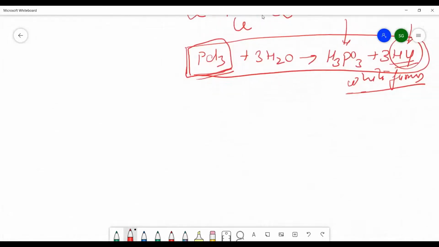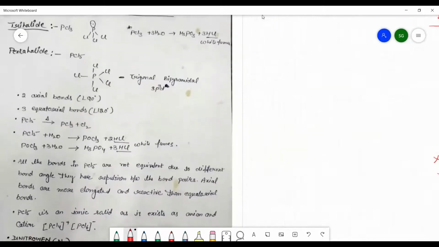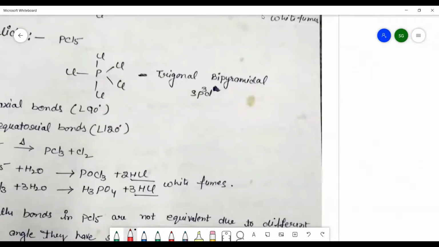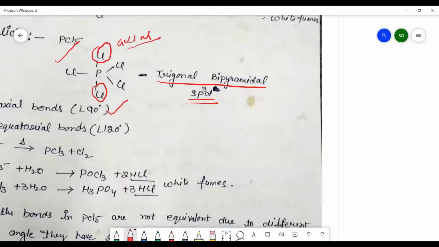Now let us consider PCl5, the pentahalide. PCl5 will have this kind of structure that you have done in the 11th standard also. That is a trigonal bipyramidal shape with sp3d hybridization. Now here these two bonds are the axial bonds and they have a 90-degree bond angle, and these are the trigonal bipyramidal equatorial bonds, and they have a 120-degree bond angle.